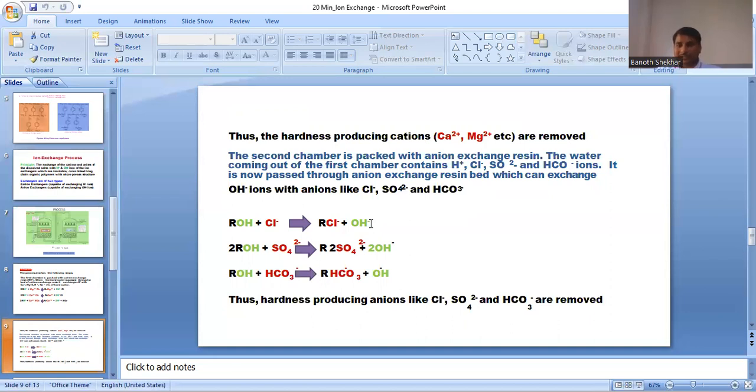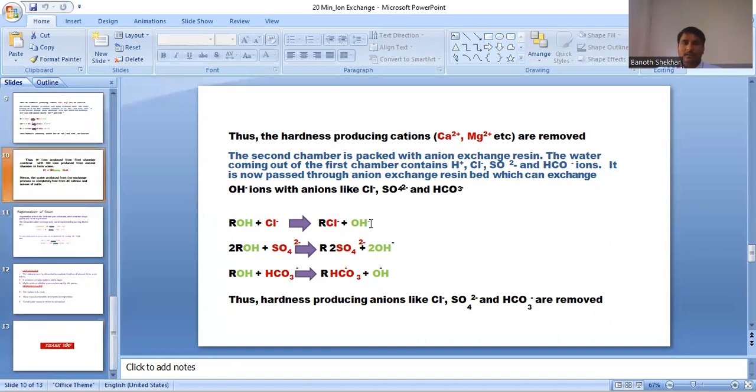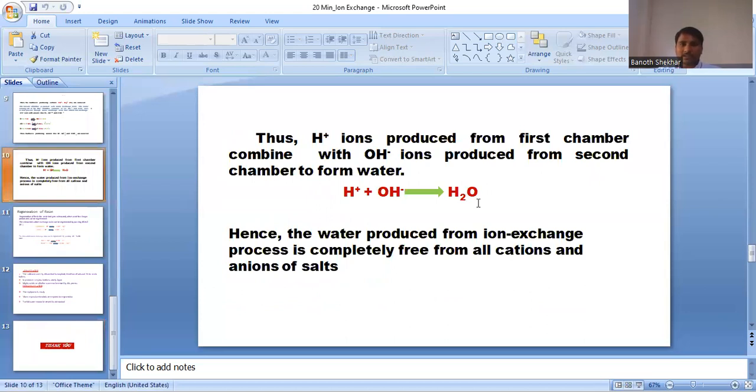Like in the first reaction, H plus is free, and in the second reaction, OH minus is free. So that H plus and OH minus combine with each other and form water. Like this, if water contains impurities, any kind of impurities, cations, anions, we are removing them by the ion exchange process. This ion exchange process is also called a demineralization process or deionization process.